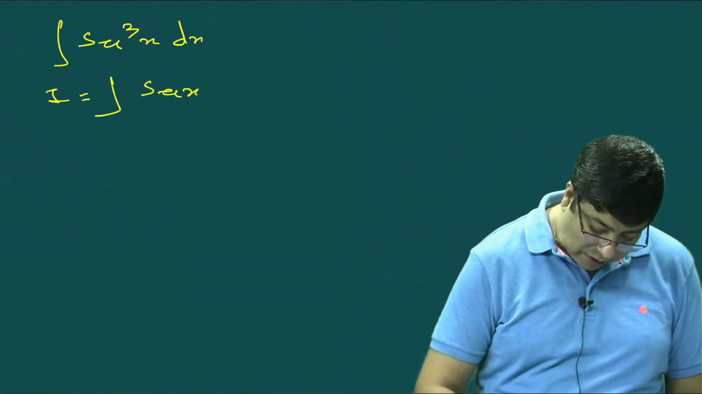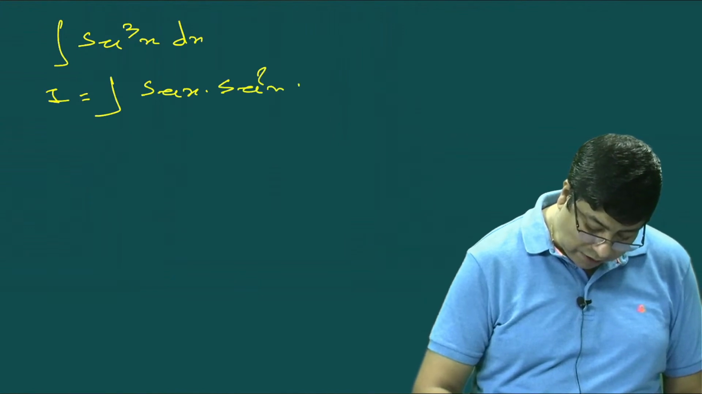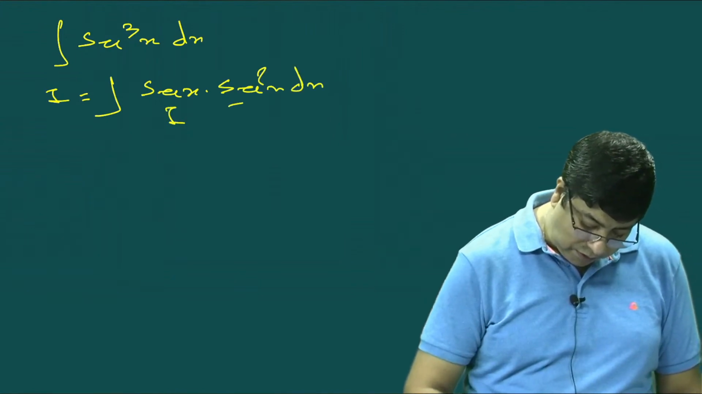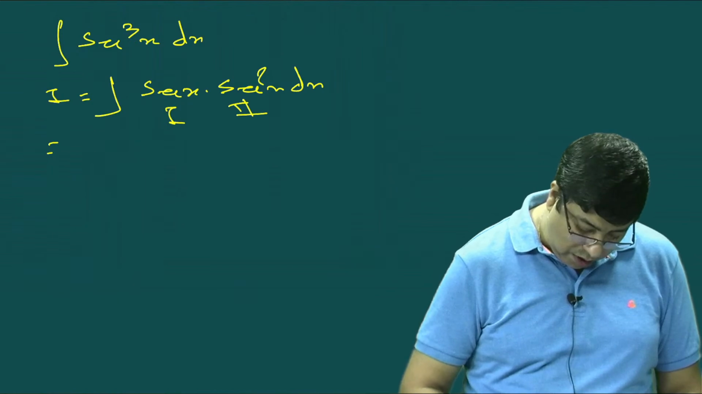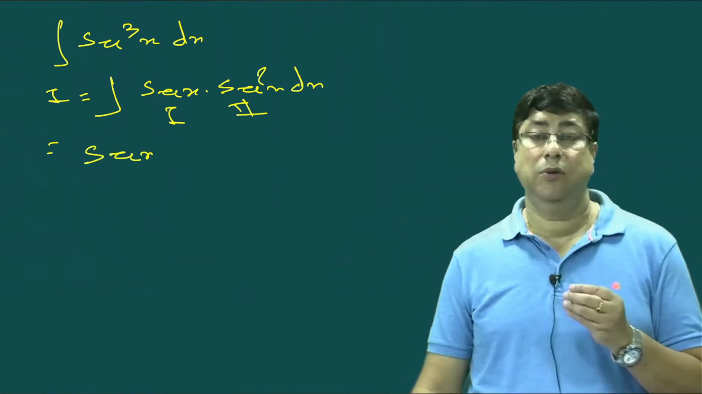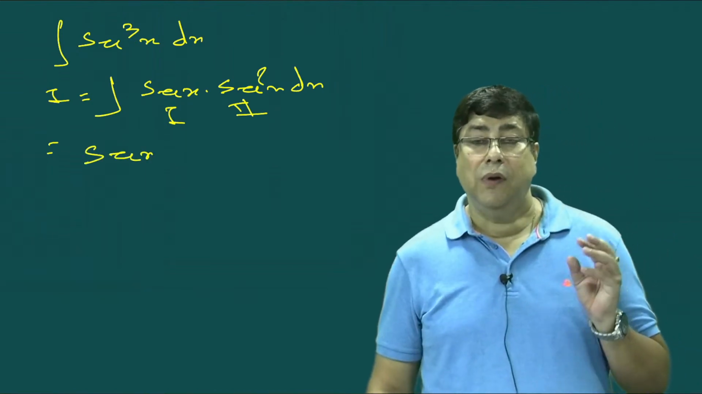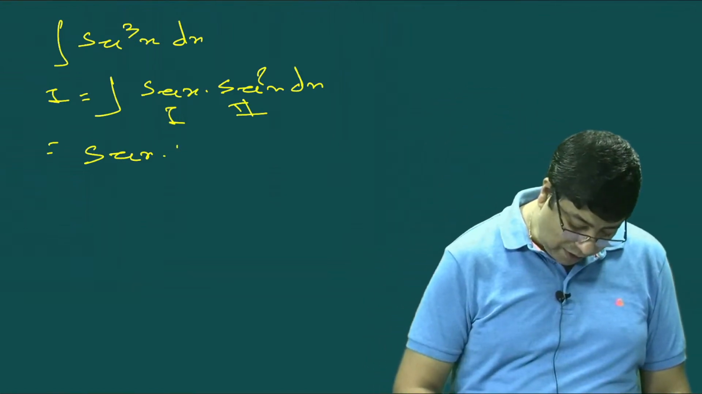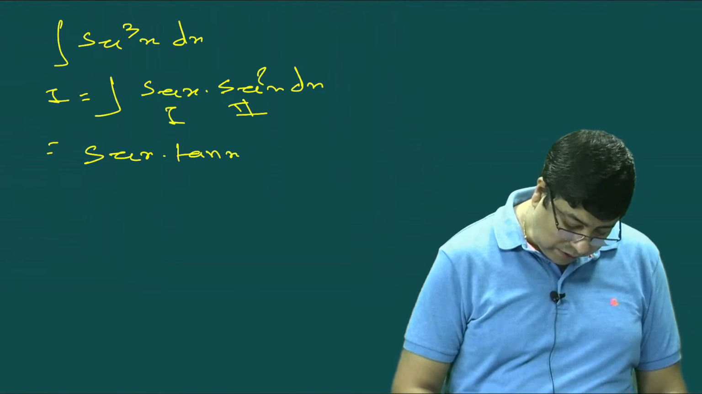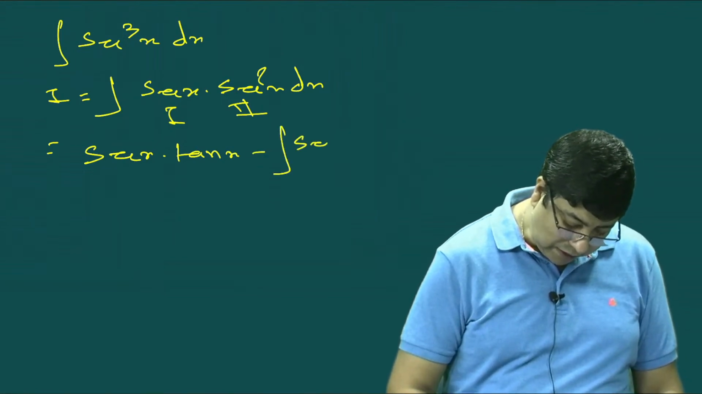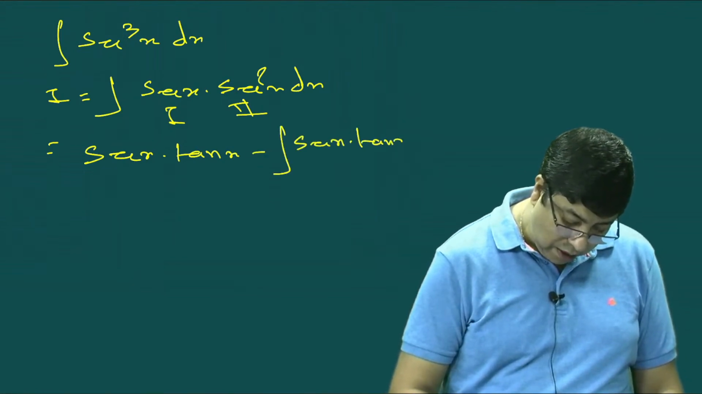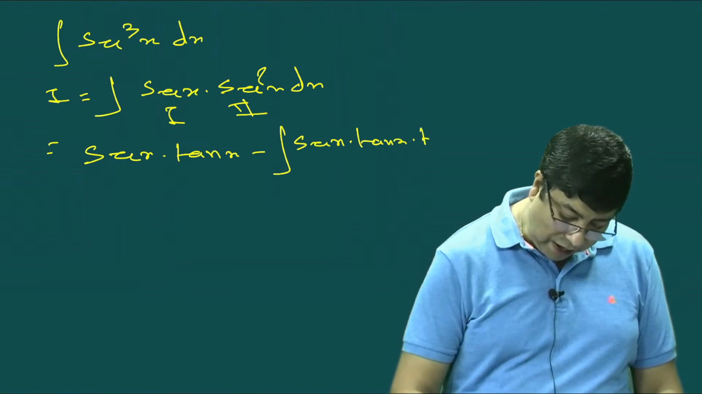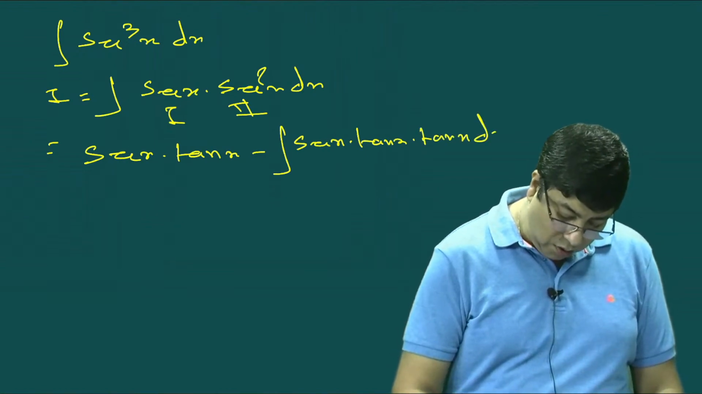So sec x into sec square x dx. So first function sec x, second function sec square x. Why am I taking sec square x as the second function? Because the function which is better integrable is considered to be the second function. Integration of sec square x is tan x, and the derivative of sec x is sec x tan x, on total dx.